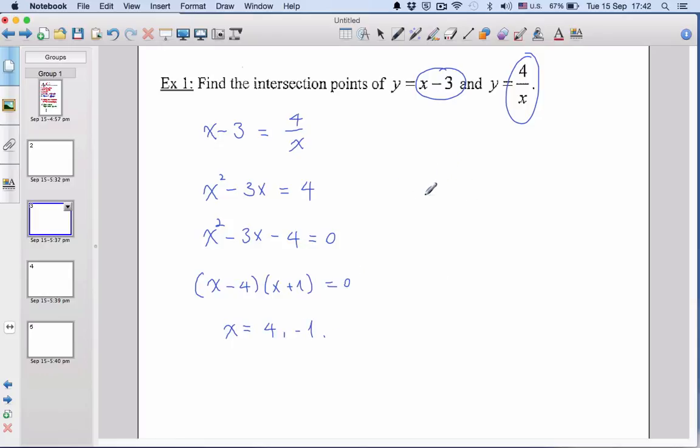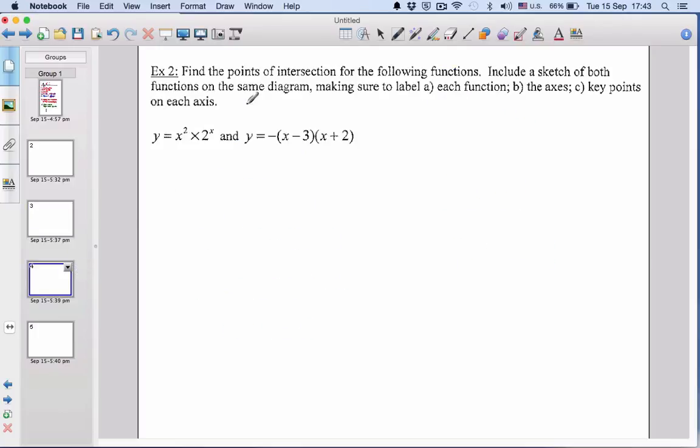Alright, well, that's not all, right? I only found the x value, so I have to plug this back into either of these functions. You should get the same one. So if I plug in 4 for x, I should get 4 minus 3 is 1, or 4 over 4 is 1. The second point of intersection, it should be negative 1, comma, negative 1 minus 3 is negative 4, or 4 over negative 1 is negative 4. Cool, there are the intersections.